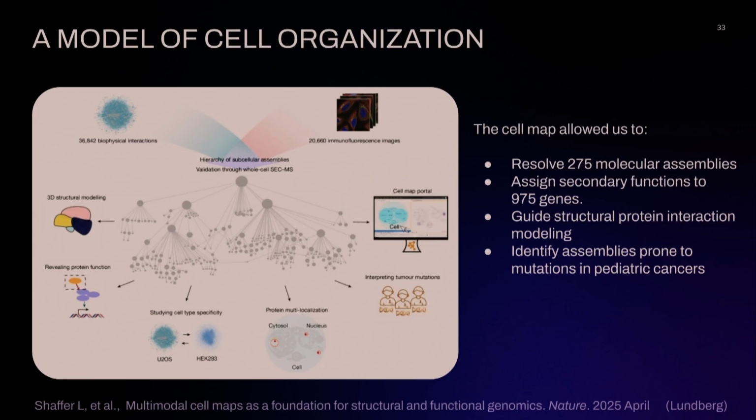We could show that you can use it to guide protein-protein interaction modeling, and also use it to identify assemblies that are prone to mutations in pediatric cancers, for example. So again, demonstrating the value of understanding this self-organization principle of cells. But the image modeling is also important for understanding drug perturbations.